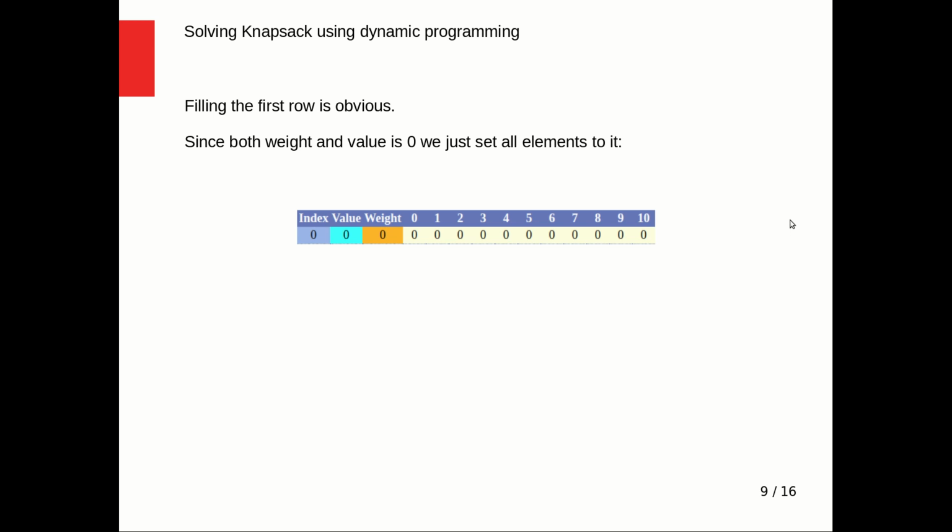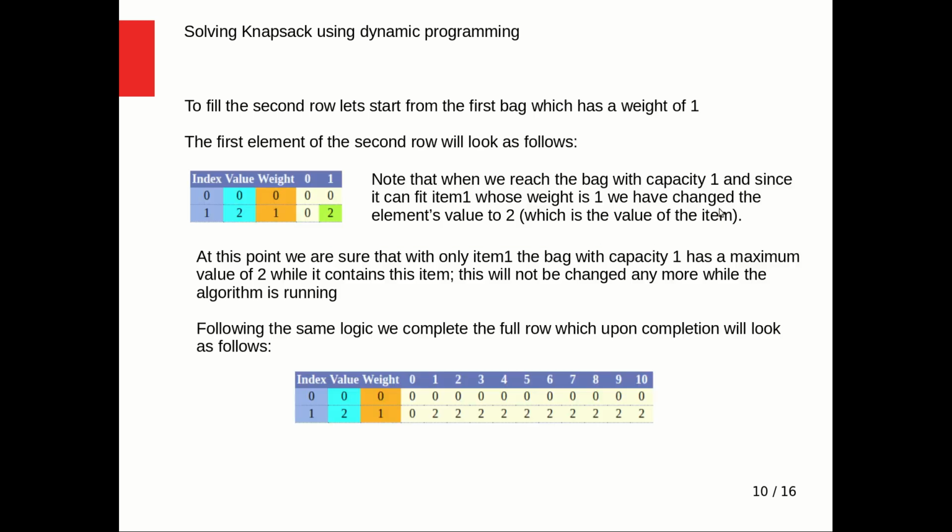Now let's start inserting a row at a time. We go row by row. The first one, the index is 0, the value is 0, the weight is 0, so it is obvious that all the bags for row 0 are going to have a maximum value of 0. There is nothing else. We have no items, no value at all.